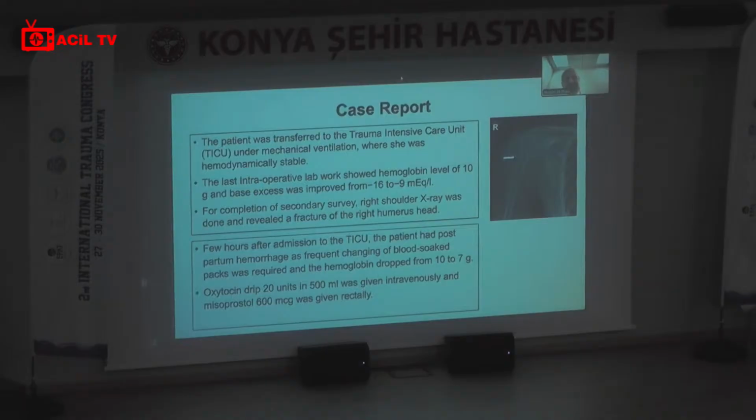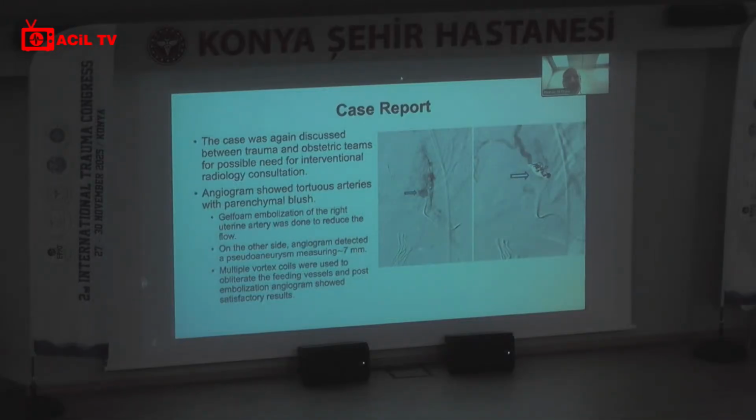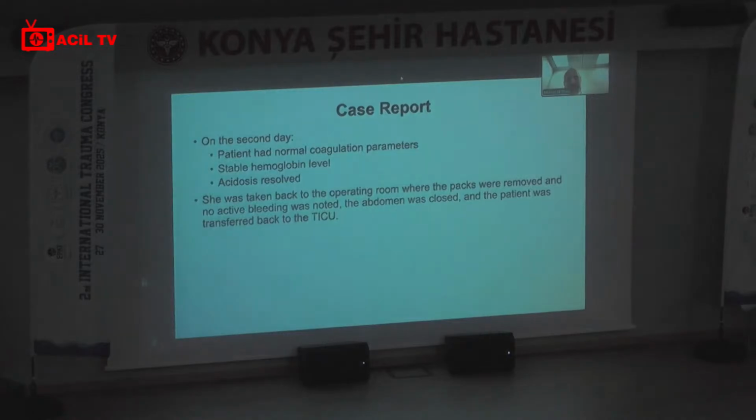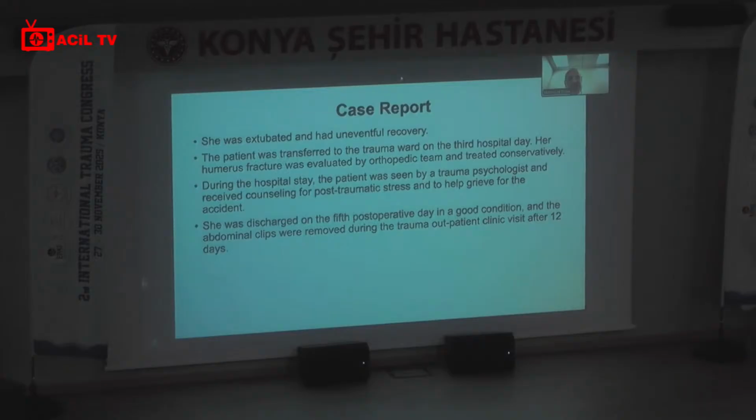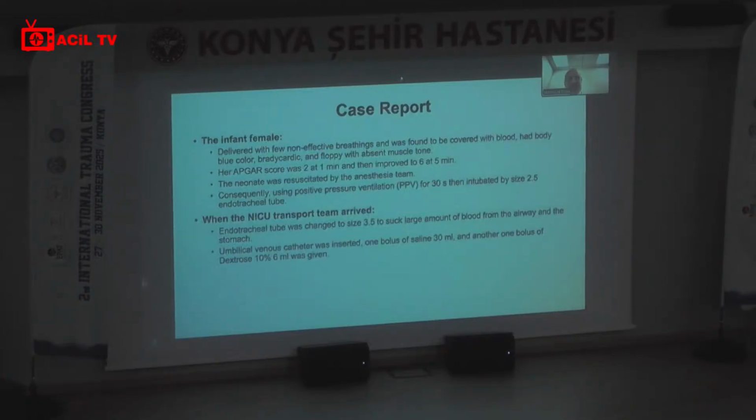She was kept as damage control in the TICU, and then in the TICU she started to bleed. Her hemoglobin dropped from 10 to 7, and the patient was taken to the angio suite. There we identified the bleeding coming from a large blush, and a coil embolization was done. On the second day the patient was stabilized, the acidosis was corrected, and the hemoglobin was stable. Gradually she did very well and was extubated.